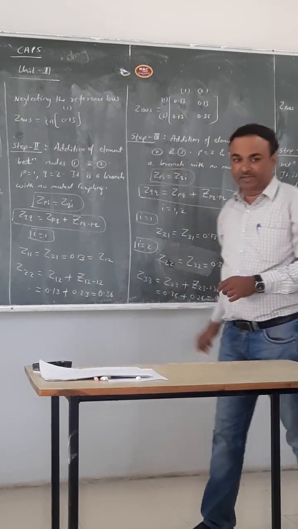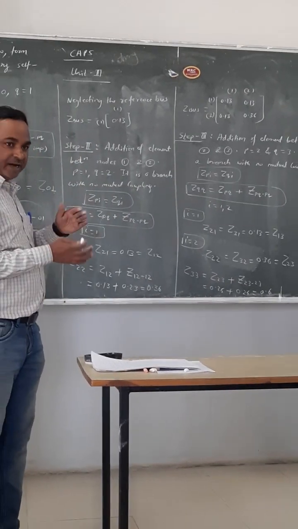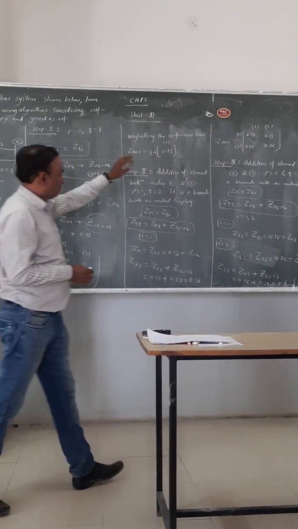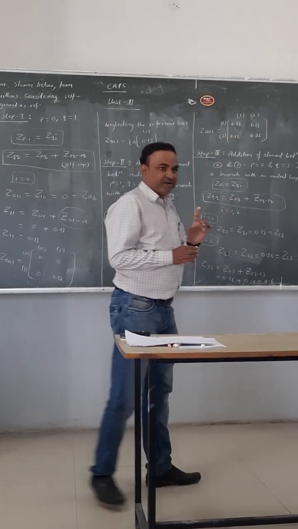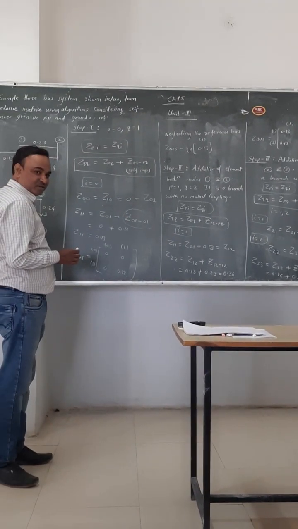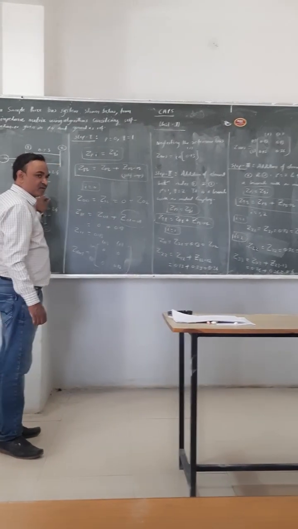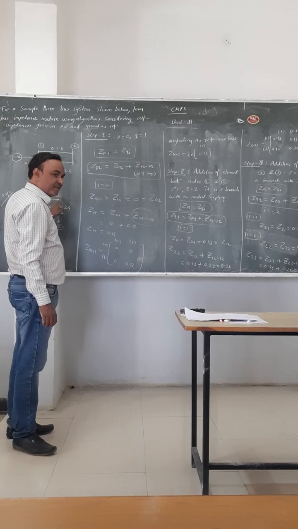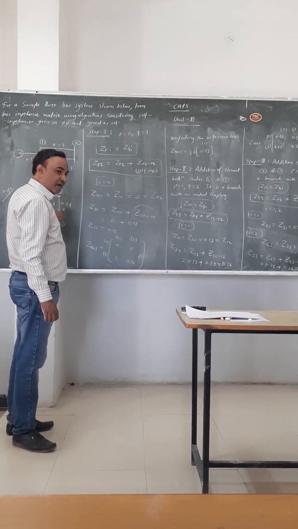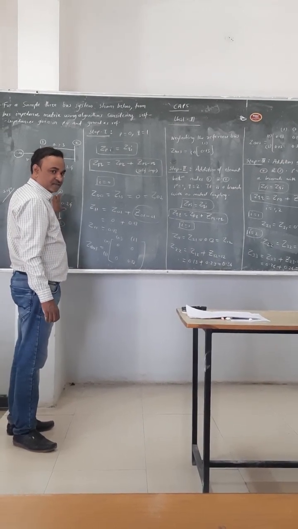Now step number 3. In this type of problem we add all the elements one by one. Till now we have 2 elements: the element between node 0 and 1, and the element between node 1 and 2. Now the next element is added between node 2 and 3, and it is a branch with no mutual coupling. And this is the value of its self-impedance.